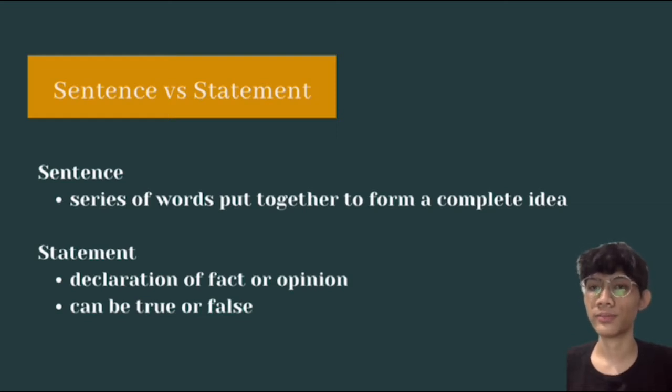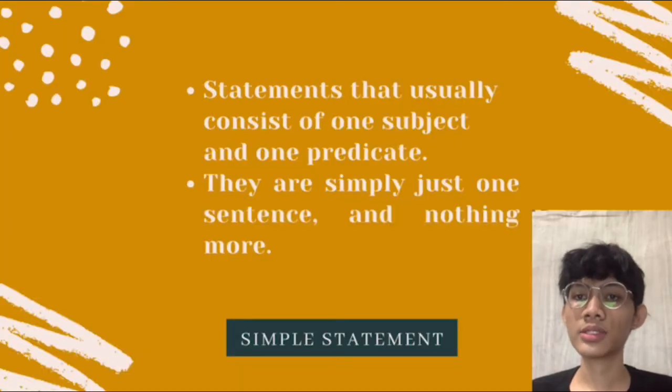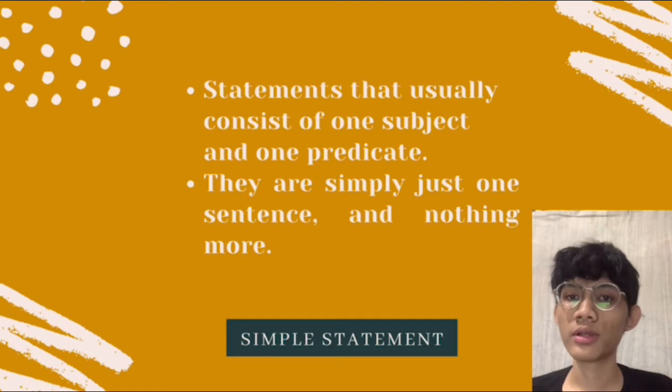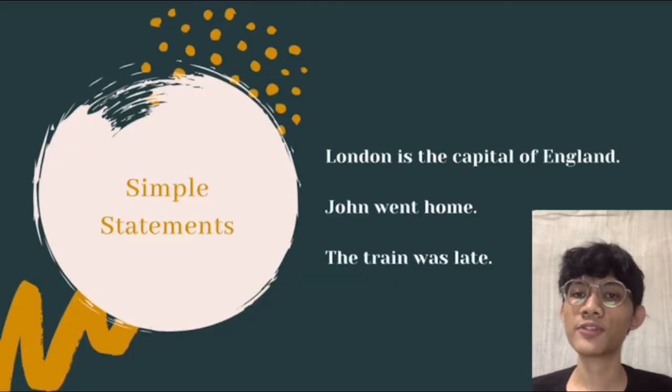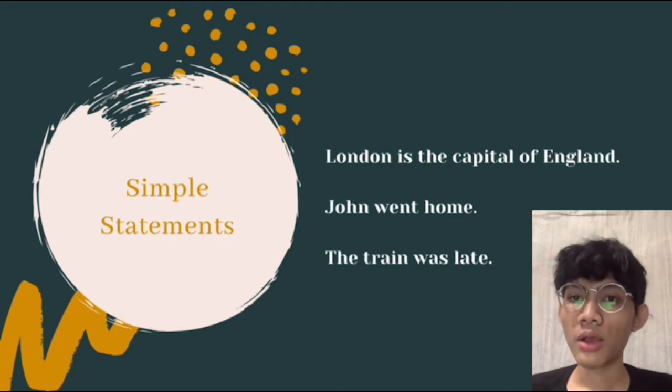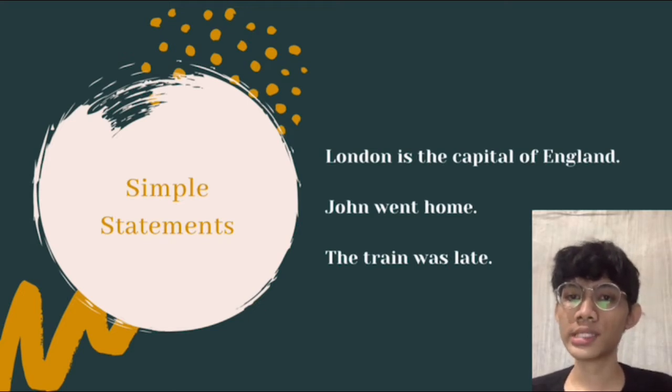Simple statements are statements that usually consist of one subject and one predicate, meaning that they are just one sentence and nothing more. So here are the examples of simple statements. London is the capital of England. London is the subject while the capital of England is the predicate. John went home. John is the subject and went home is the predicate. And the train was late. Train is the subject and was late is the predicate.